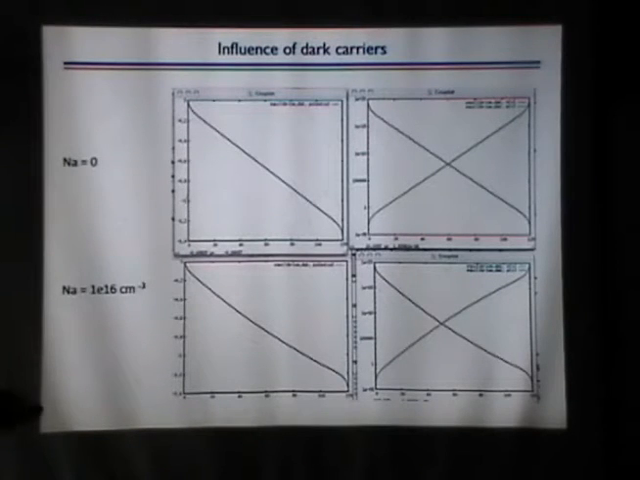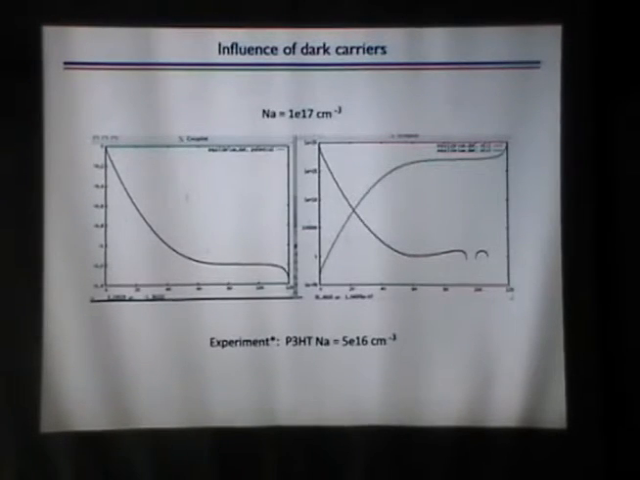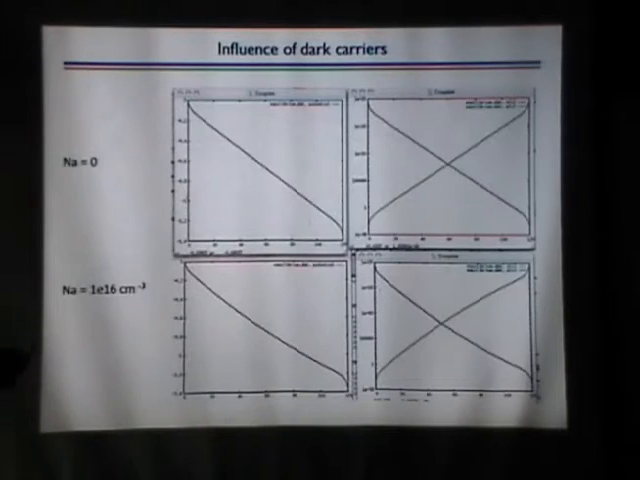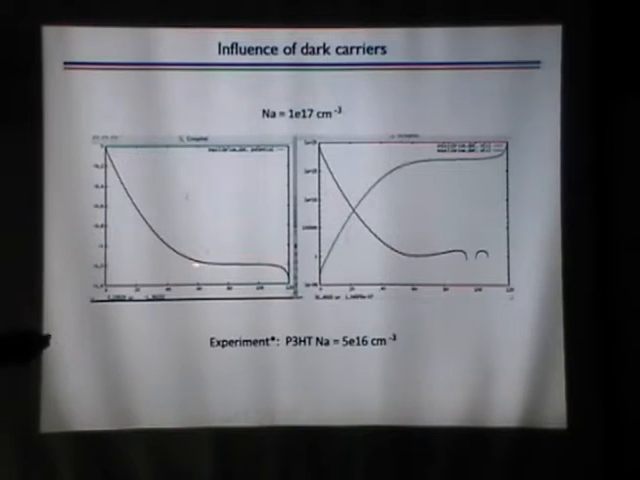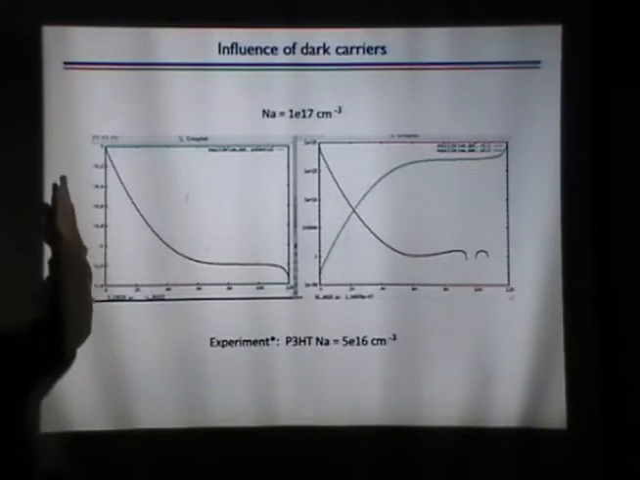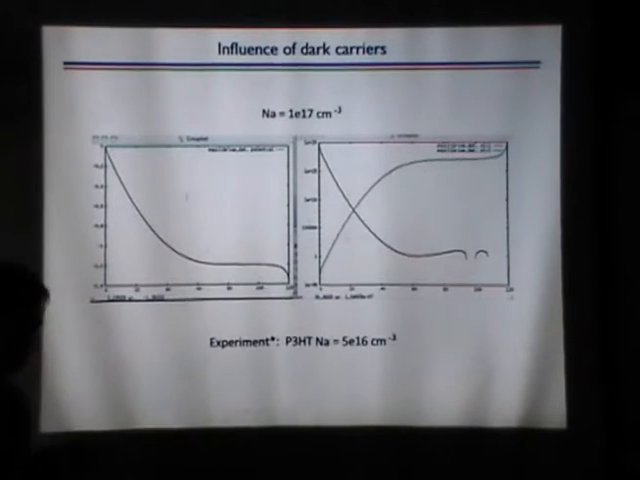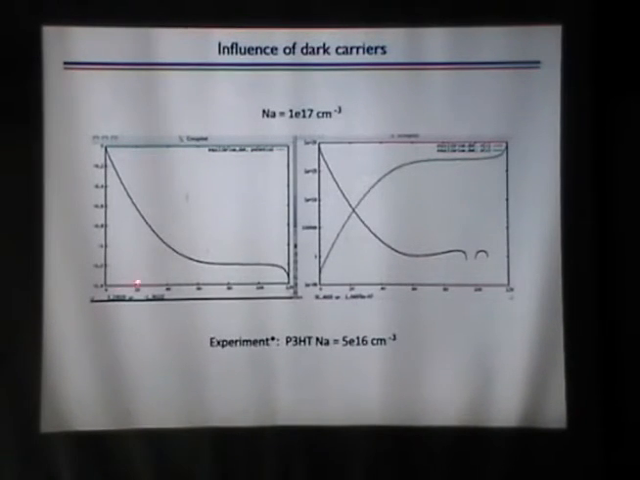We go to 10 to the 16, you start to see a little extra bending here, a little flattening out here. And now if you go to 10 to the 17, now you've got lots of bending here and a real flattening here. Sorry, I reversed the electrodes again. Here's the negative electrode, here's the positive electrode, and you see most of the bending at the negative side.